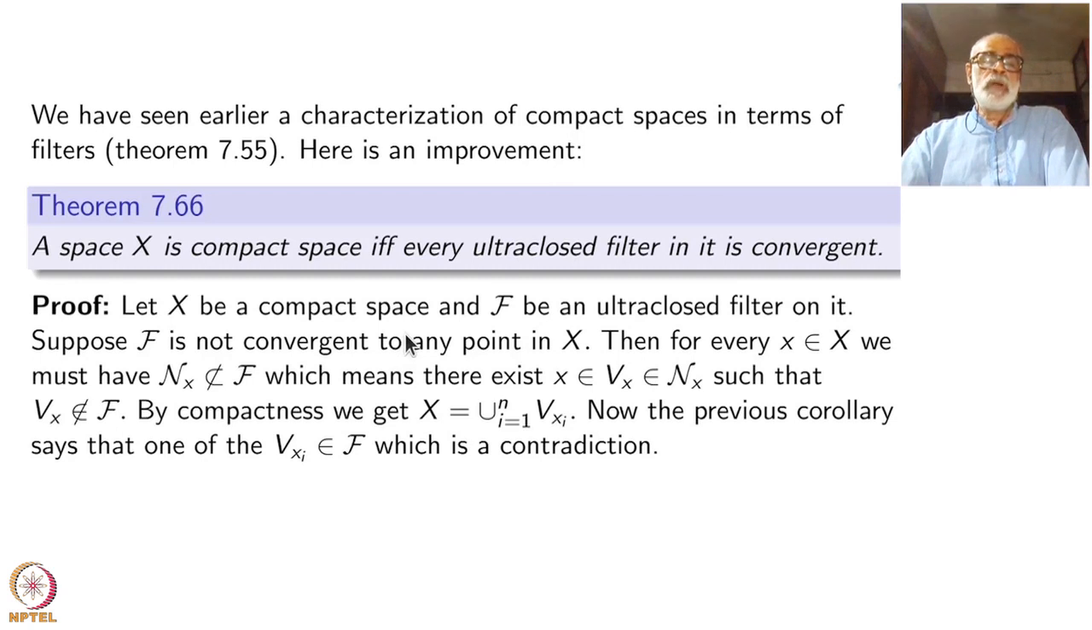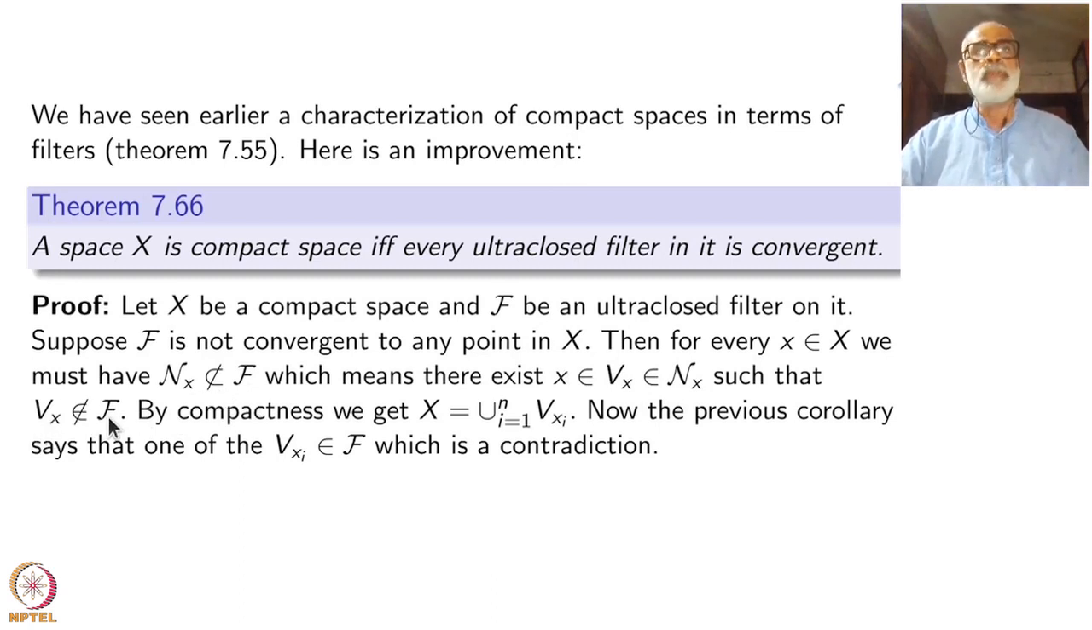So what is the idea? Let X be a compact space and F be an ultra closed filter in it. Suppose F is not convergent to any point, then you will get a contradiction very easily. Namely, it does not converge to any point means none of these neighborhoods N_x is contained inside F. That is the meaning of F not converging to x. For each point x inside X, we have a neighborhood V_x of x such that this V_x is not in F.